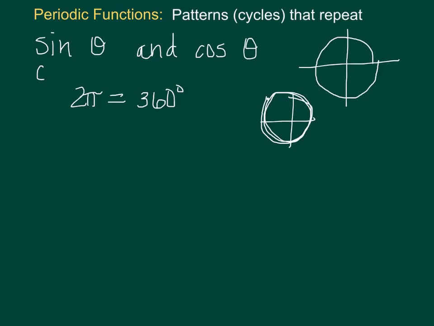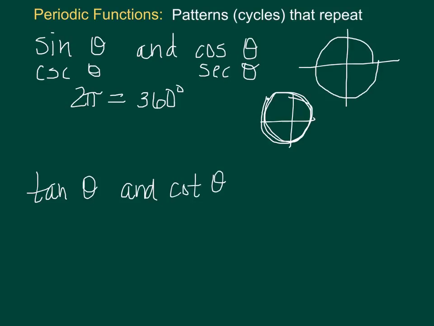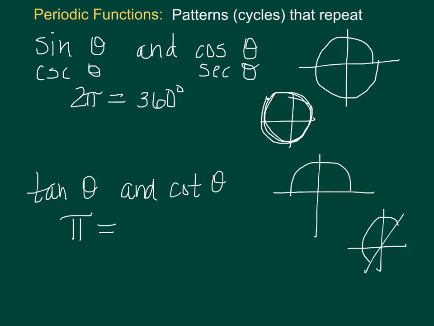And that goes for cosecant as well as secant. For tangent and cotangent, the cycle repeats every pi units, and it can be from here to here. It can be from here to here, as long as it's repeating every pi or 180 degrees. So the angles for tangent and cotangent, every time they go 180 degrees, the patterns repeat.